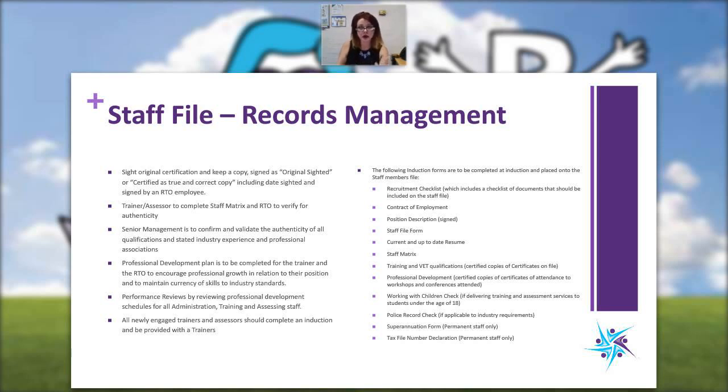They should have completed a staff file form and that should be placed on the file. You should have a current and up-to-date resume and they should update their resume on an annual basis whenever you're doing performance reviews. Part of the performance review process is they should bring an updated resume with them when they come to the performance review. They should update their staff matrix every year as well, and that should be placed on the trainer's file. Training and vet qualification certified copies should be placed on the file. The PD plan and schedule should be placed on there.